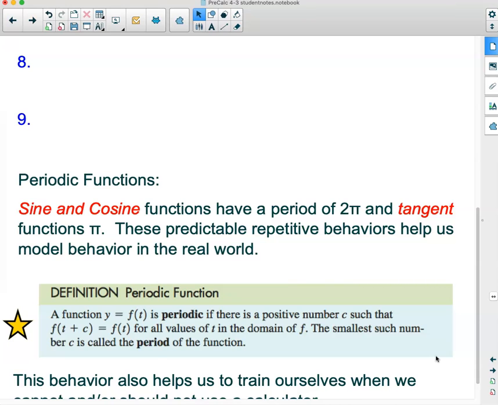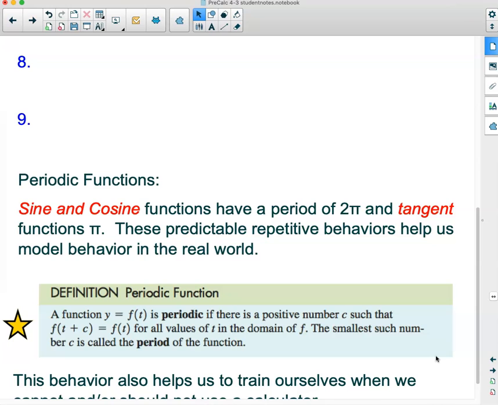Tangent has a period of 1 pi. So that's the thing that sometimes, because we don't use it a whole lot, people have trouble with. They're like, oh, aren't they all 2 pi? No, tangent is not 2 pi. So like it says, these predictable repetitive behaviors help us model behavior in the real world.